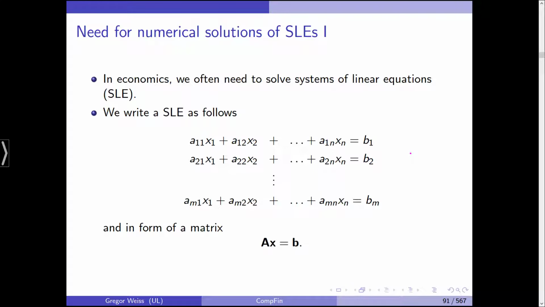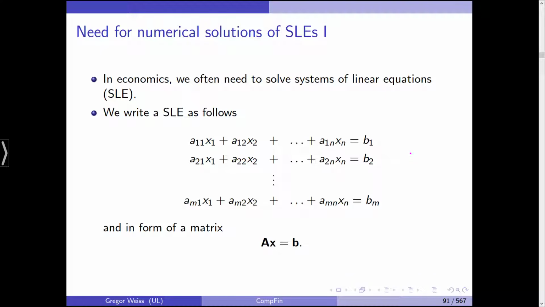We'll start by first describing what a system of linear equations is. In economics and finance, we often need to solve these systems of linear equations. For example, it could be a production program. We have a certain budget, certain resources, and a profit function we want to maximize, and the constraints are a system of linear equations.